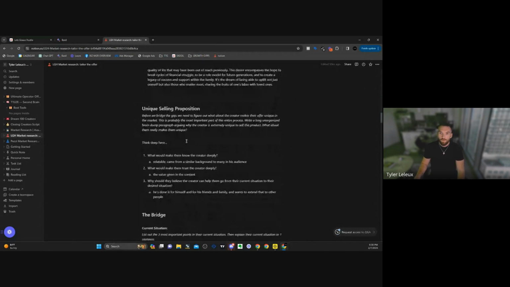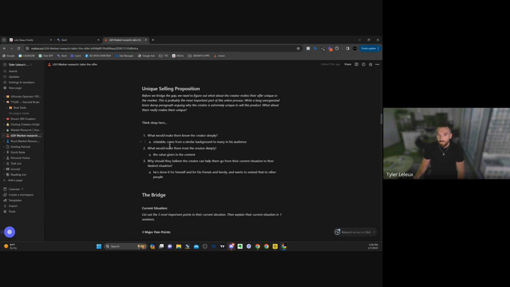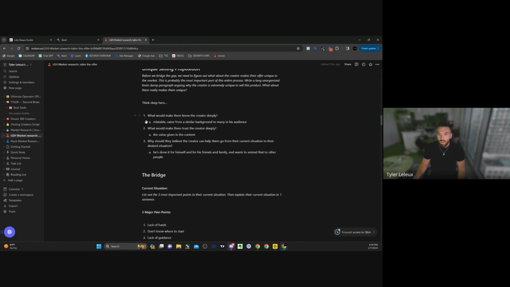Then you get to your unique selling proposition. So this is where you bridge the gap between the first 2 things that you did. So the current situation, the desired situation, this is where your offer comes into place, and this is how you bridge that gap between where they are and where they want to be. So to bridge the gap, you want to think about what will make your audience know you deeply.